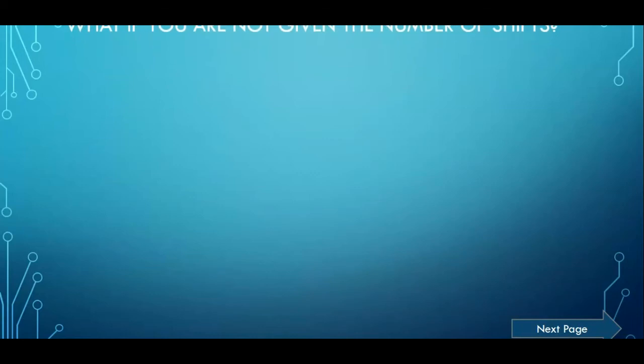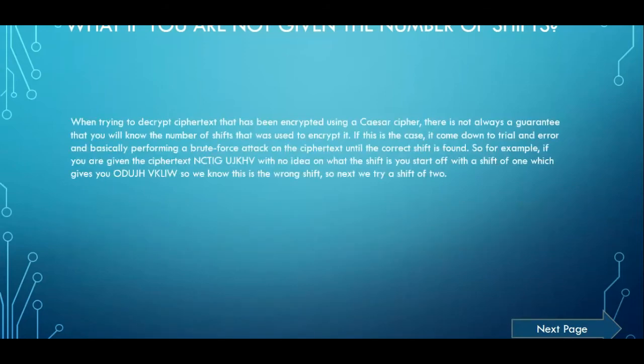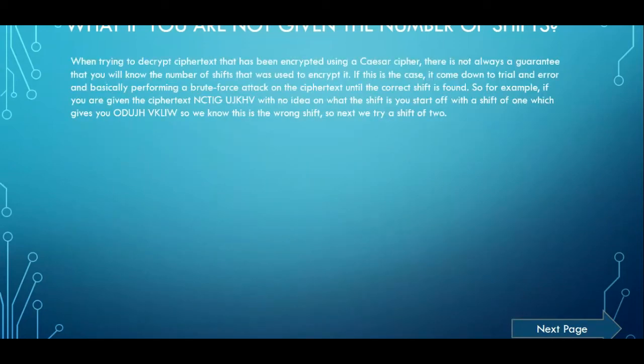But here's the problem. What if you don't know the number of shifts? Because you're not always going to know the number of shifts. I mean, you may get lucky. But if you don't, it is a very difficult situation if you're trying to decrypt a ciphertext. So, as you can see, once again, brute force attack, continuous trial and error, where you basically have to continue trying until you find the right shift. Very time consuming, but if it's what you have to do, it's what you have to do.